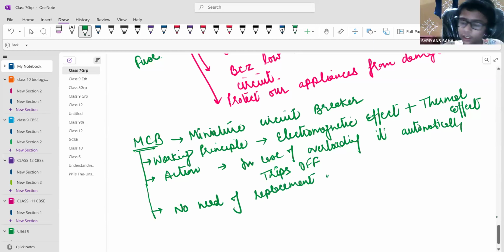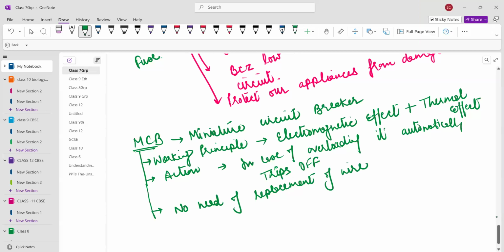And it's more convenient and time saving. It is very convenient. Even we don't need any electrician to do it. We can do it by ourselves. If the MCB is tripped down, you can easily switch it on.